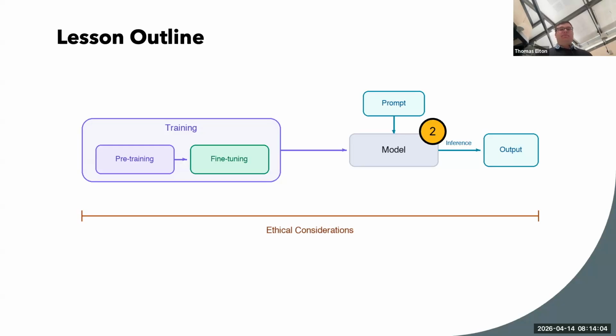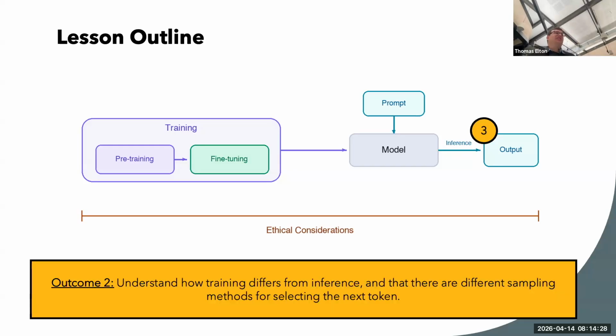In task 3, we're going to talk about the process of how the next token is actually chosen. Up to this point, we've pretty much told you that a model predicts the next token, and that is true, but there actually is a lot more flexibility in the way that the next token is selected. We'll be talking about that in task 3. And that relates to outcome 2, understanding how training differs from inference, and that there are different sampling methods for selecting the next token.